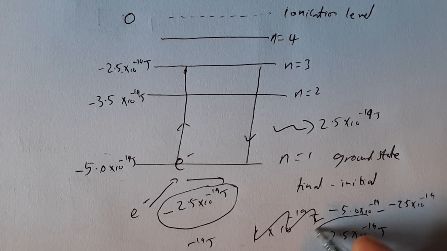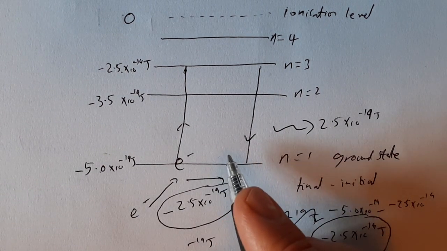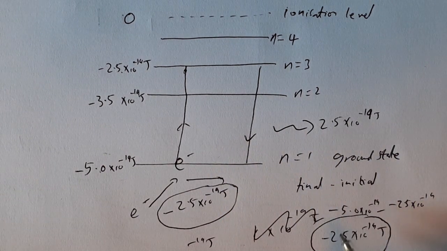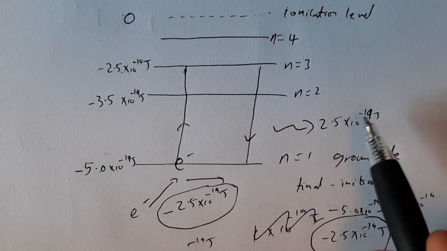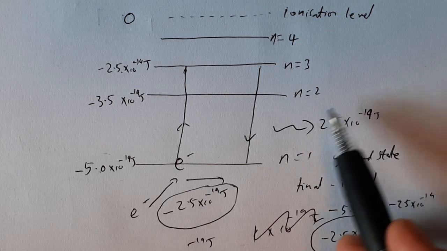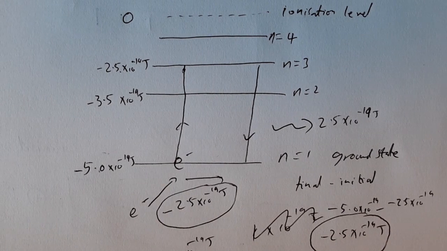So that's the change in energy of this electron. The energy it lost is the same as the energy gained by the photon. So the energy of the photon is 2.5 times 10 to the minus 19.